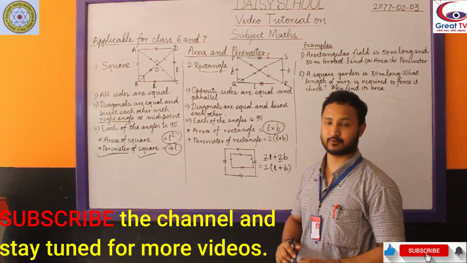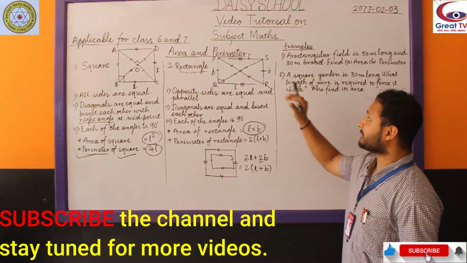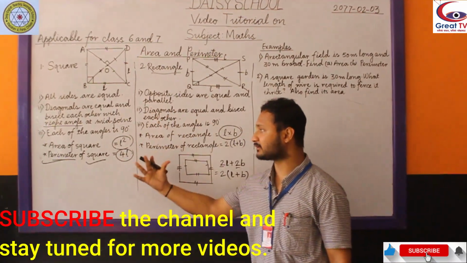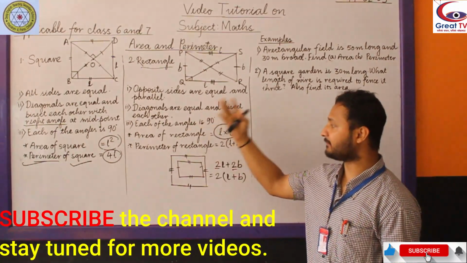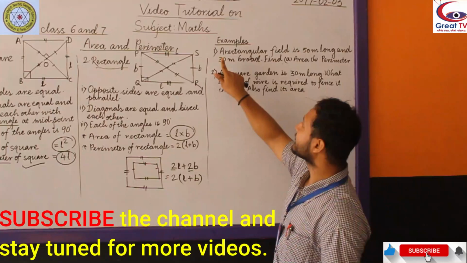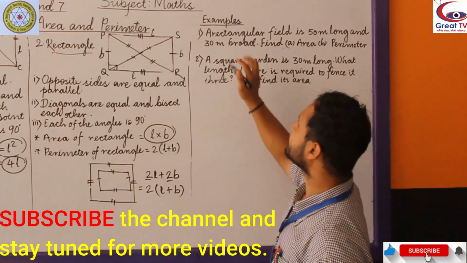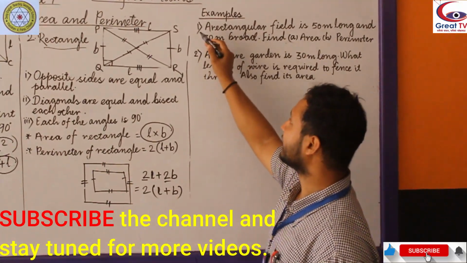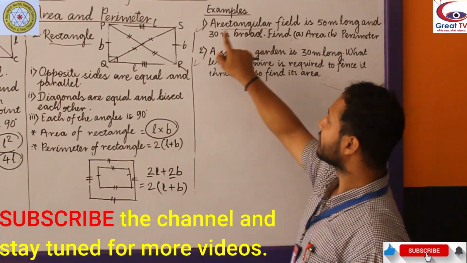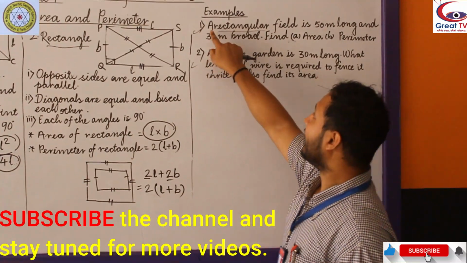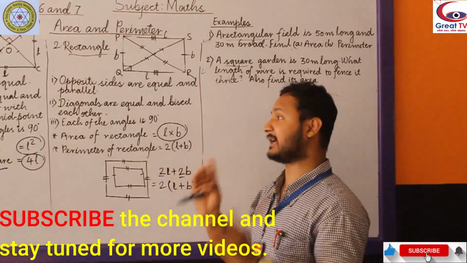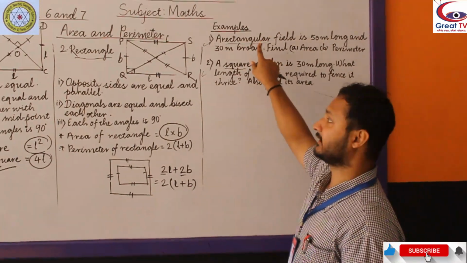Now, I would like to show you some examples related to area and perimeter of a square, and area and perimeter of a rectangle. Here are two examples, two questions. Okay. First of all, the first question is related to a rectangle and the other is related to a square. Look here and listen. A rectangular field, a field which is rectangular in shape, it means a rectangle. Okay.